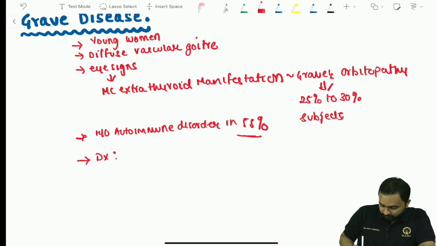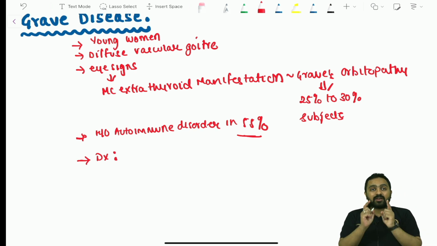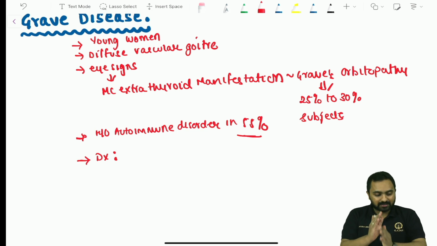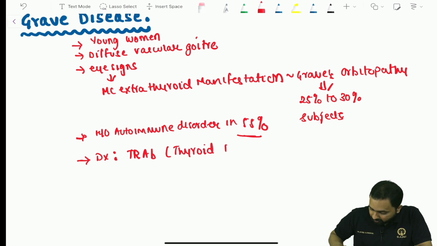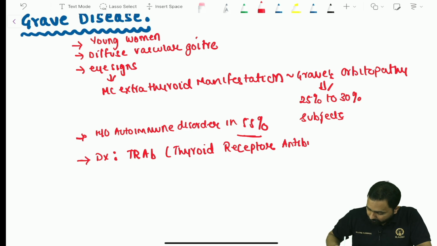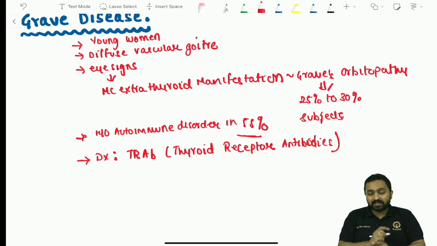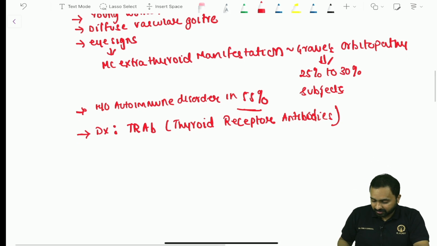Then the diagnosis. This is a very trademark question that is asked on Graves disease. The diagnosis is by thyroid receptor antibodies. Please do not make a confusion over here, because as we discussed in Hashimoto's disease, there you have TPO antibodies. So do not confuse the diagnosis of Graves disease with Hashimoto's thyroiditis.